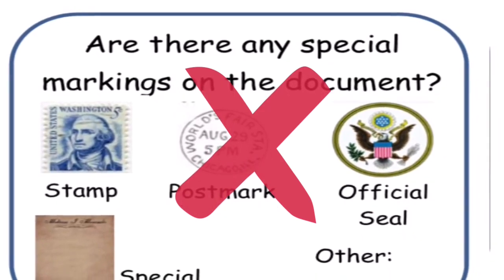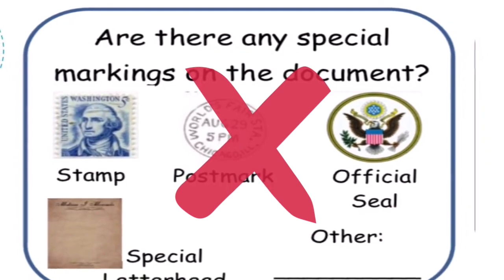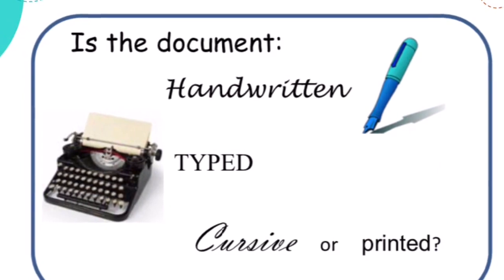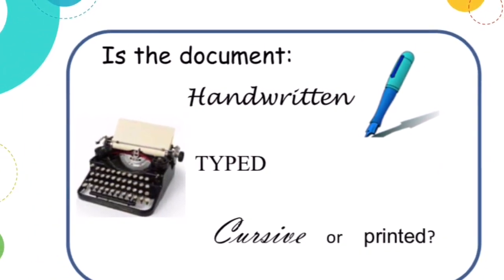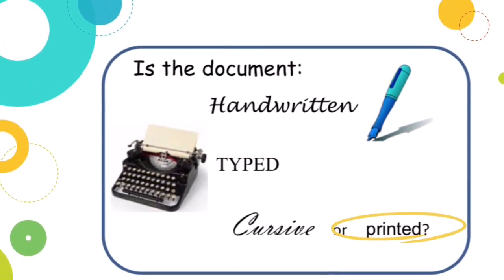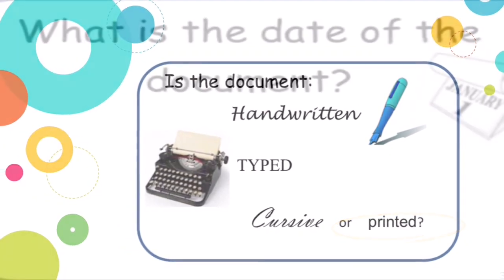And so we won't see any of those. What we see is looking at something a little bit different. So we're not even going to worry about that. But then we come down here to: is the document handwritten, typed, or printed? And we know that this document is typed, and it's very nice and very easy to read, right?